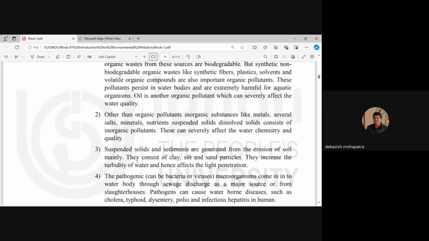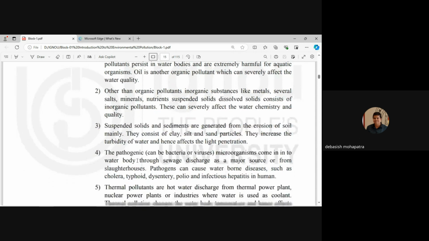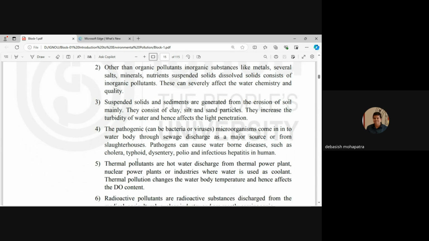Then the pathogens can be bacteria or viruses. Microorganisms come into water bodies through sewage discharges, with slaughterhouses as a major source. Pathogens can cause waterborne diseases such as cholera, typhoid, dysentery, polio, and infectious hepatitis in humans. So all these are waterborne diseases.